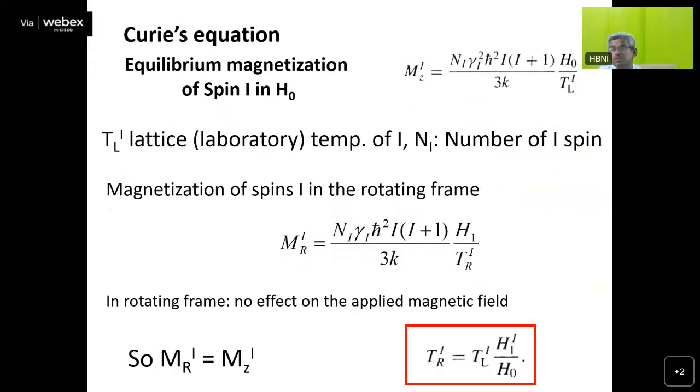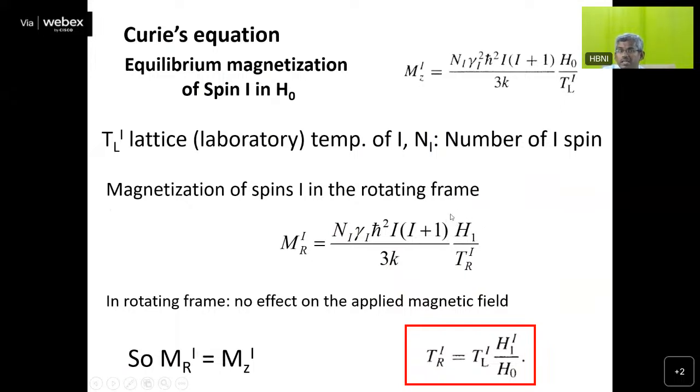First, let us see what happened to the magnetization of I on the Z axis. That is given by this expression, where H0 is the applied magnetic field, which is sometimes written as B0, and TL is the lattice temperature, and k is the Boltzmann constant. TL is the lattice or the laboratory temperature. NI is the number of I spins, and I is the spin value, I equal to half here. So what about the magnetization of spins in the rotating frame? In the rotating frame there is no applied magnetic field H0. We have only H1. So that is why H1 comes here.